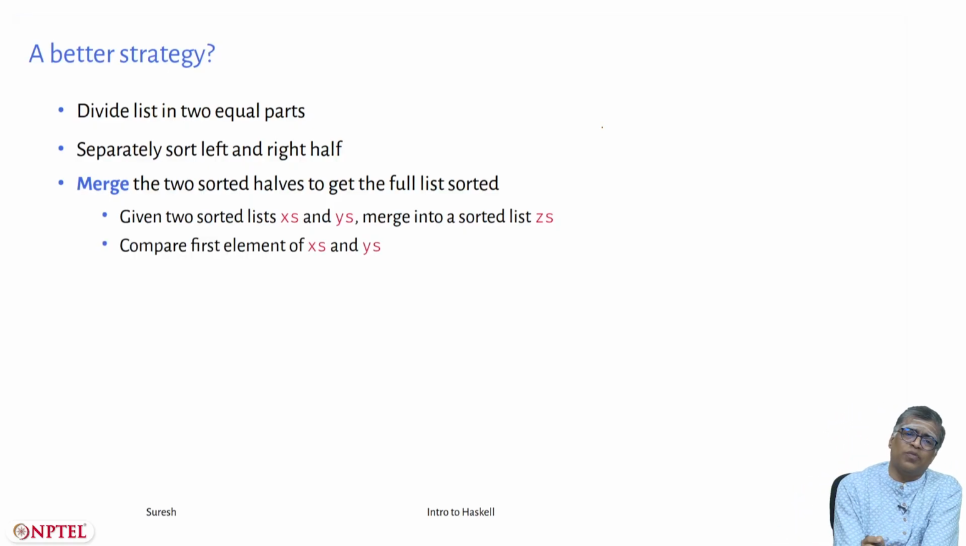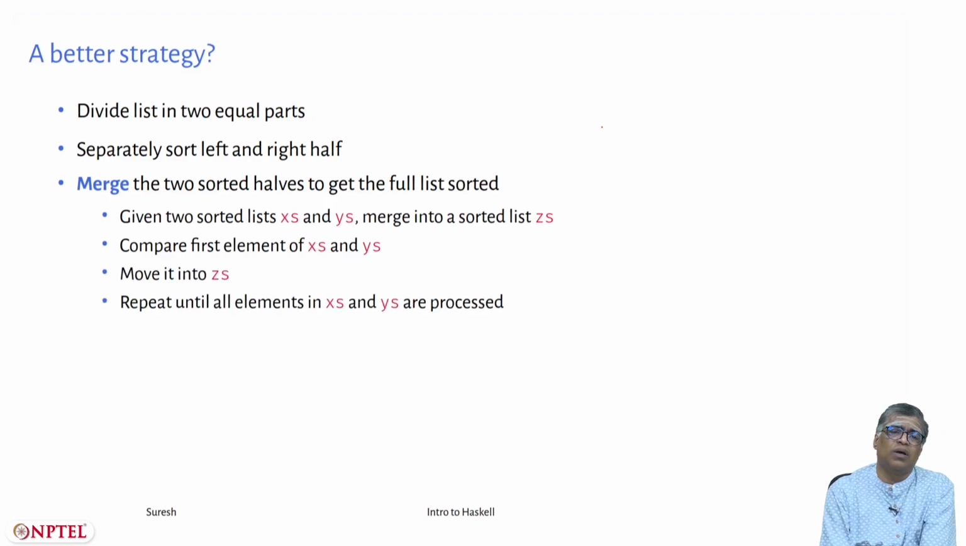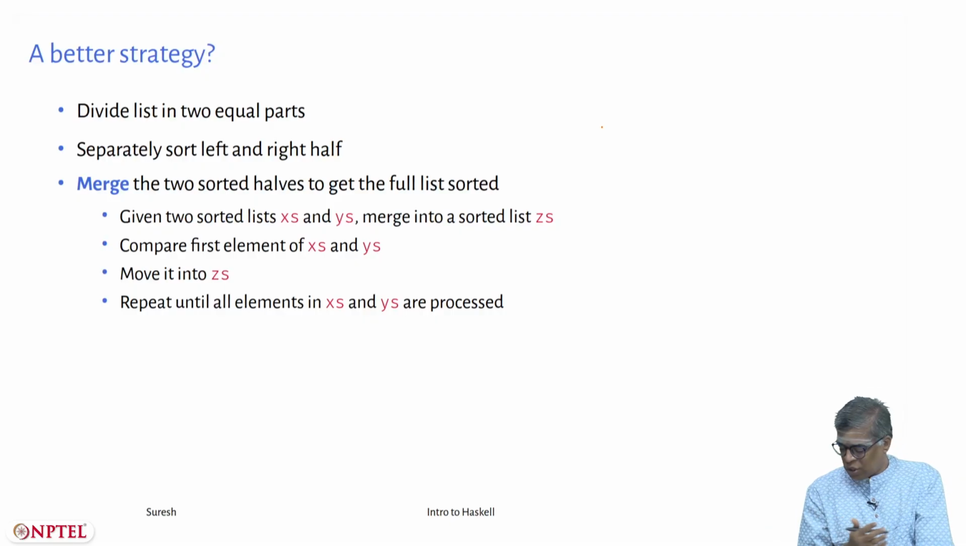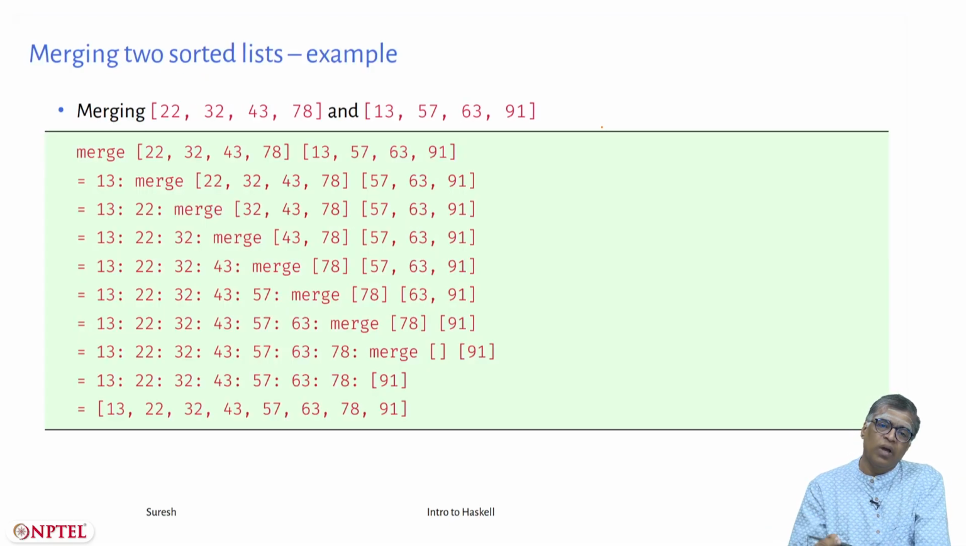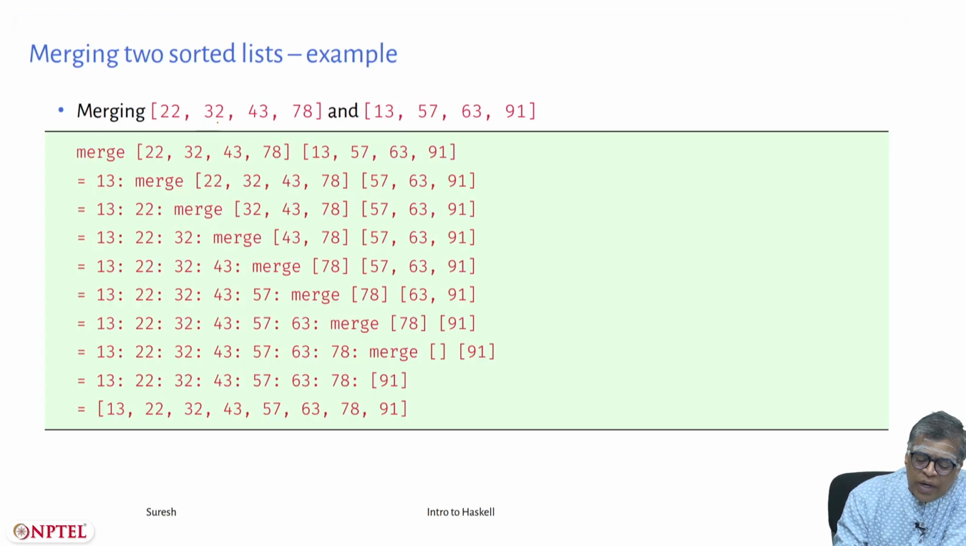So compare the first elements of x's and y's, move it into z's, repeat until all elements in x's and y's are processed. So this is really the intuition. Just think of having two sorted queues sorted by height and merging them into one queue sorted by height again. Here is an example: merge of 22, 32, 43, 78 and 13, 57, 63, 91. As you can see, both these lists are sorted, and I want a merged list which is sorted.